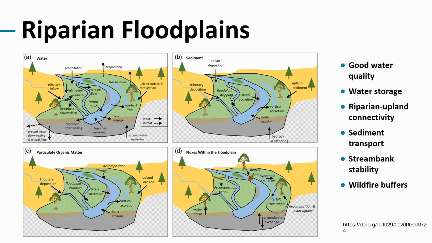If you look at the bottom right one where it says fluxes within the floodplain, it helps with hyporheic exchange, which is the exchange that happens between surface and groundwater.